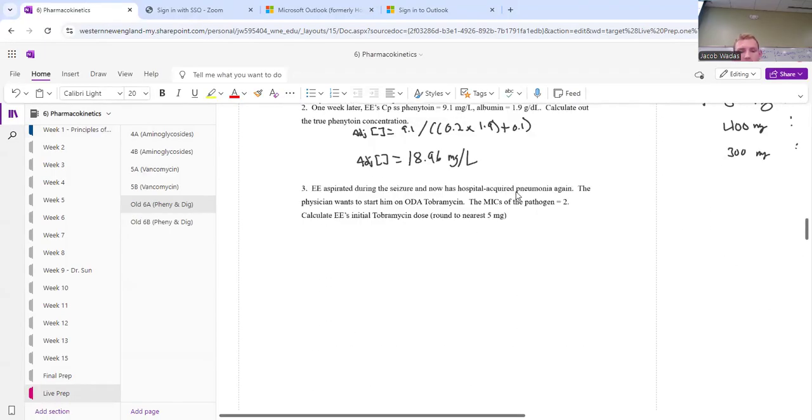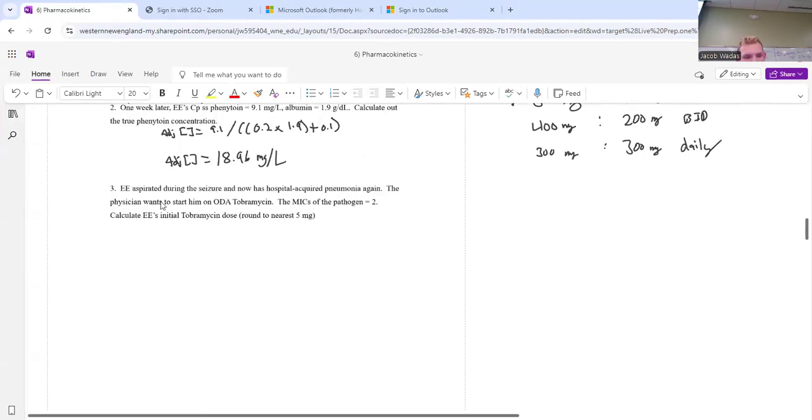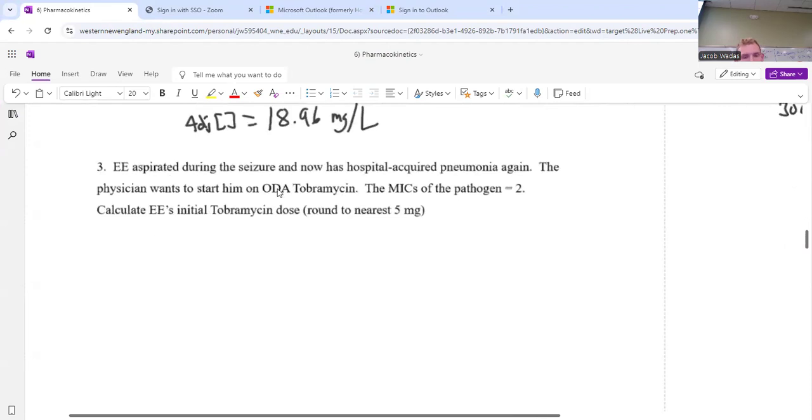Right, EE aspirated during the seizure and now has pneumonia again. The physician wants to start him on ODA, tobramycin. ODA just means that your tau is going to be 24 hours. The MIC of the pathogen is 2. Calculate EE's initial tobramycin dose, round to the nearest 5 milligrams.